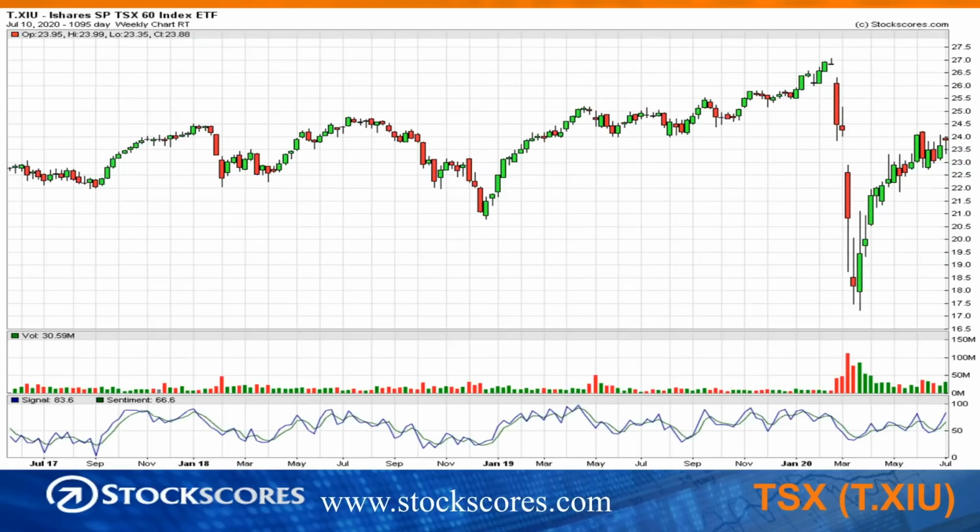Long-term chart, again, very similar to the S&P 500. We essentially have resistance here, support here. We need to see a break out of that range one way or the other to predict where the market will go. I would give this a neutral rating right now.